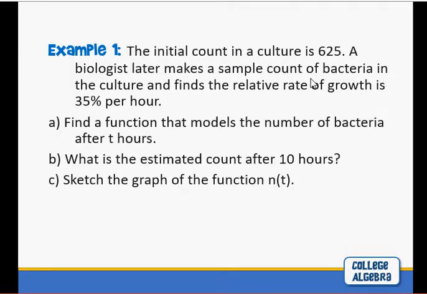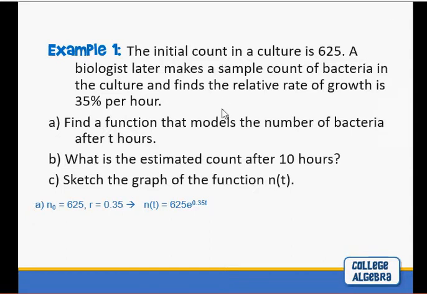So here's a problem. We have some bacteria. The initial count in a culture is 625 bacteria. A biologist later makes a sample count of the bacteria in the culture and finds that the relative growth rate, the little r that we need, is 35% per hour. So part A, find the function. Find a function that models the number of bacteria after t hours. Then part B, use that function to estimate the count of bacteria after 10 hours, and then sketch a graph of the function. Okay.